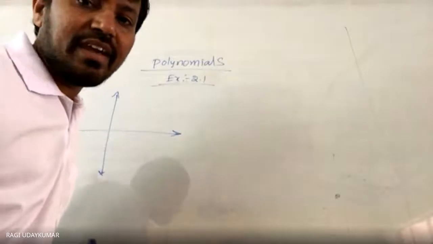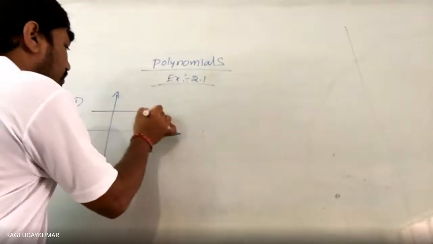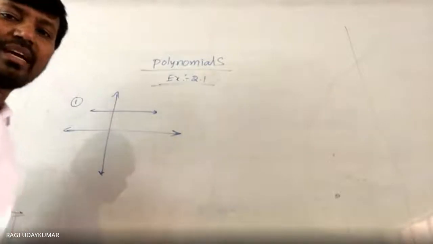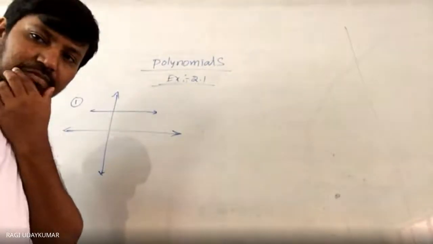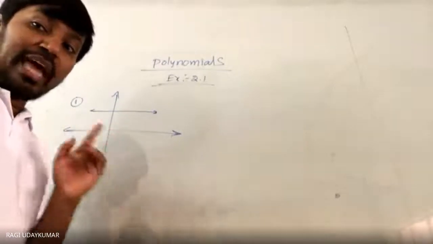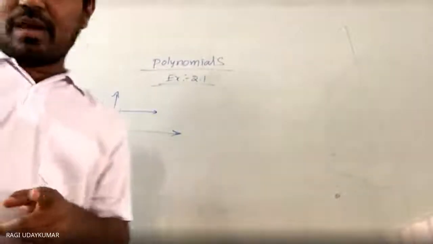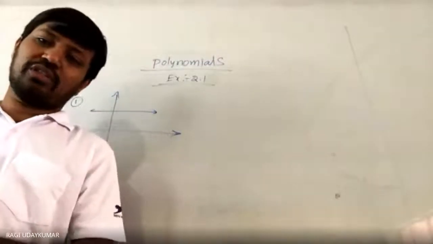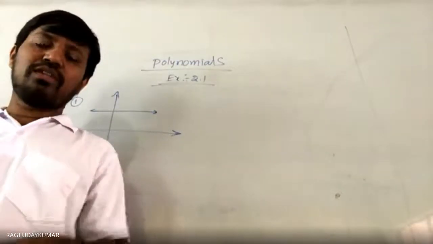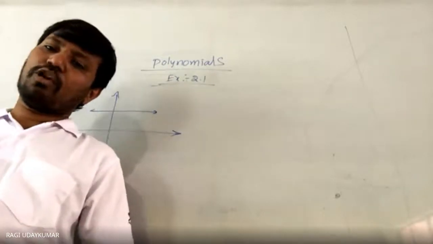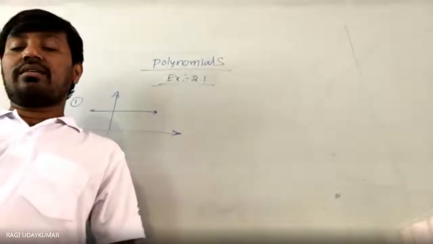The first question here is given to you like this. Can you tell me how many zeros are there for this polynomial? Number of zeros? No zero. No zeros are there. But can you tell me which type of polynomial it is? Linear. Here the question asks only one thing, but you are not supposed to limit yourself to the textbook question only. You need to extend that. By observing the graph, can you tell me what type of polynomial it is?